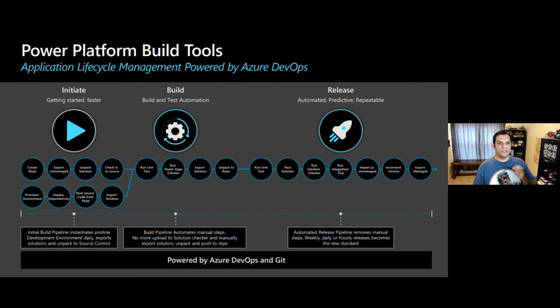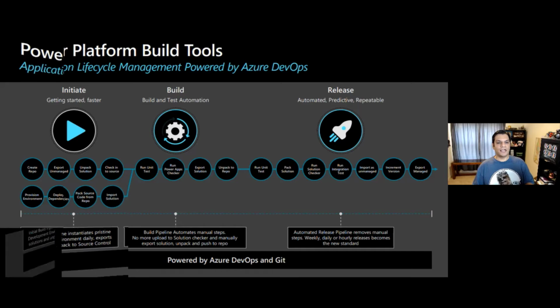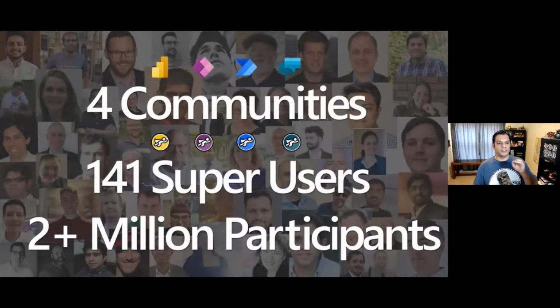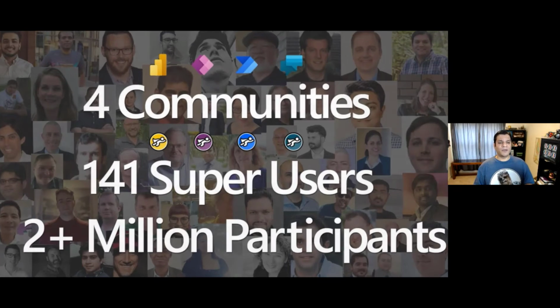But I want to end with this note: nothing happens without communities. The 4 members of the Power Platform family have 4 strong communities. The communities right now have about 140, actually gone over 150 super users, and there are over 200 million participants. In addition to people like these who help in those communities, there are also the Power Addicts.